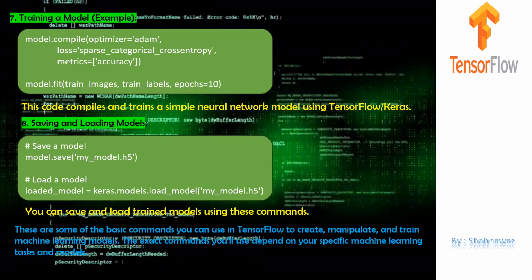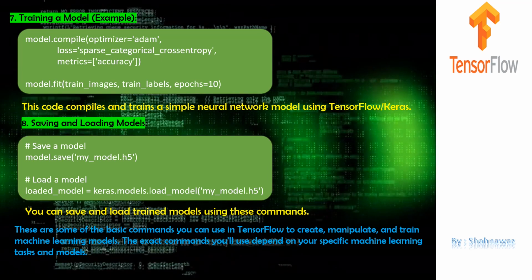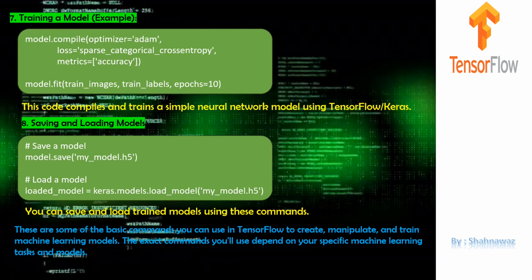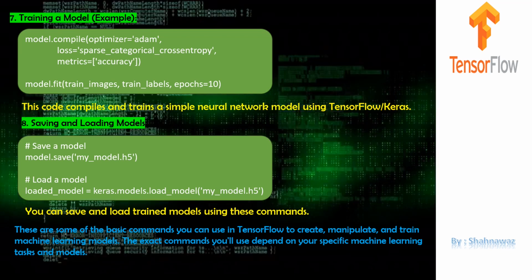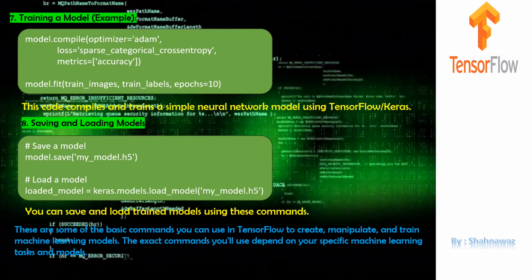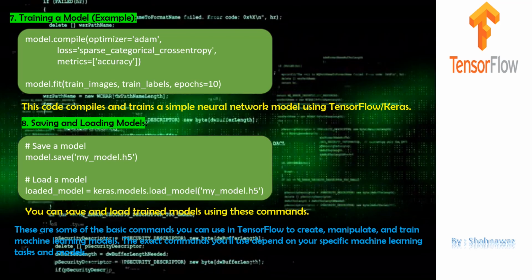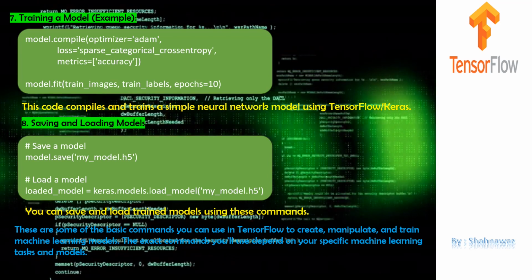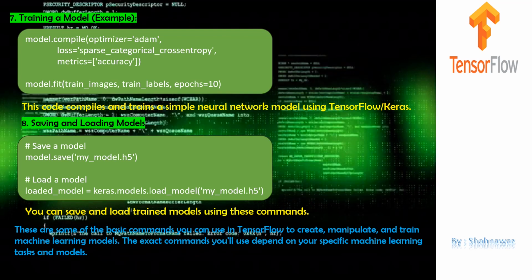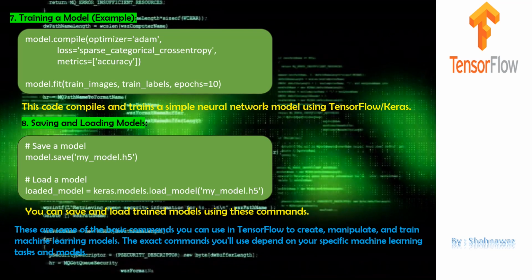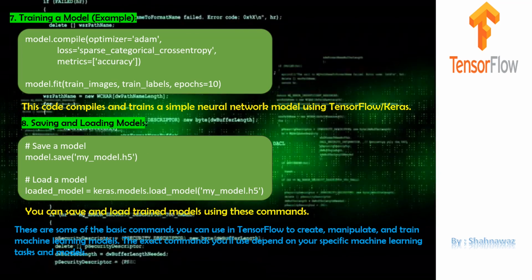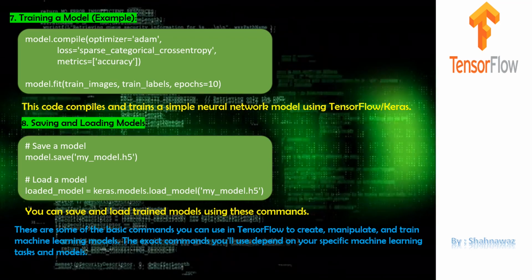8. Saving and loading models. #save a model. Command is model.save, my_model.h5. #load a model. Command is loaded_model equals keras.models.load_model, my_model.h5. You can save and load trained models using these commands. These are some of the basic commands you can use in TensorFlow to create, manipulate, and train machine learning models. The exact commands you'll use depend on your specific machine learning tasks and models.